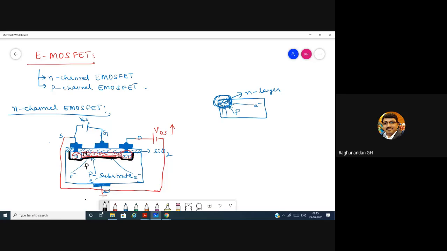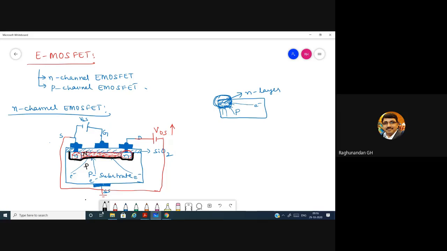Now one more question. Okay, now I'll switch off these batteries. What will happen? When you switch off this battery, when you remove these batteries, the channel will get destroyed. When you switch it on, the channel gets created. When you switch off, the channel will be destroyed. That means there is no fixed or permanent channel in enhancement MOSFET.